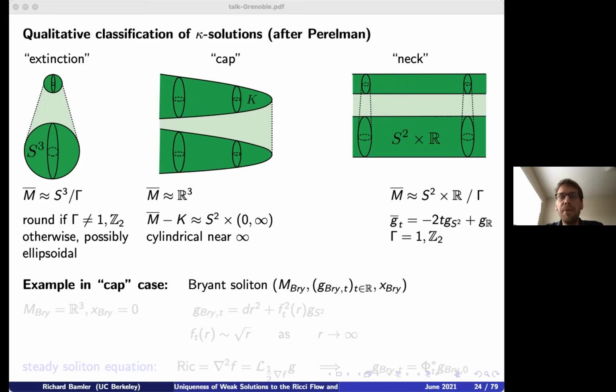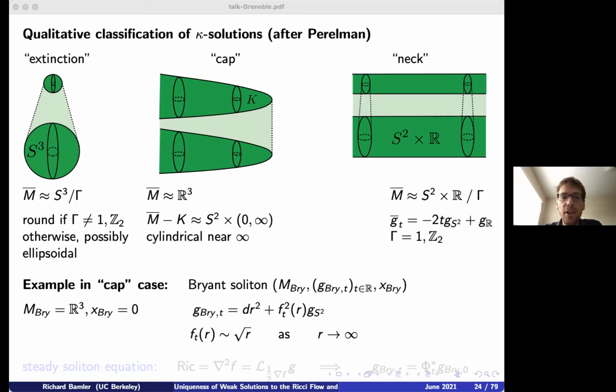So the Bryan soliton is a Ricci flow which exists for all times. Again, it's defined on R3. And it's going to be rotationally symmetric. I'm going to denote by x_bri the center of rotation. So this is just the base point, so x_bri would be here. So it's really a rotationally symmetric solution. So I can express it using a warping function f, where the fiber of the warp is S2. And the warping function behaves like square root of r at infinity. So in the Bryan soliton, this paraboloid opens up like square root of r.